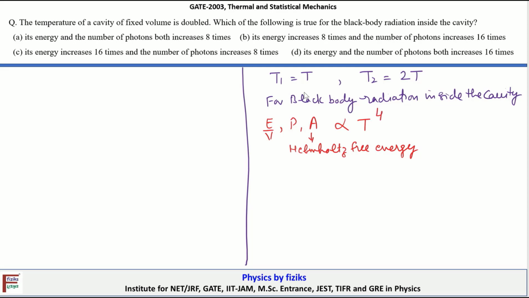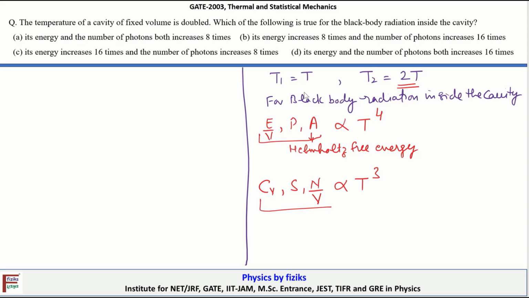Whereas a few other quantities, for instance the heat capacity, the entropy, and the number density of the photons inside the cavity, vary with T power 3. So when the temperature of the cavity is doubled, the first quantities will become 16 times, because 2 power 4 is a factor of 16, whereas these three quantities will become 8 times. Let's see which option is the correct one.